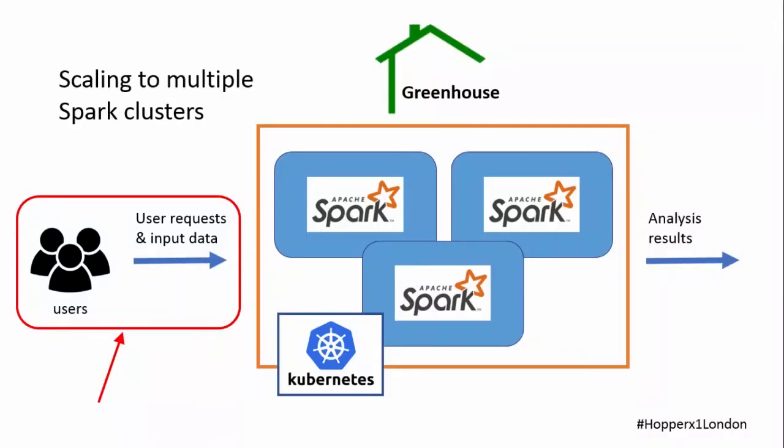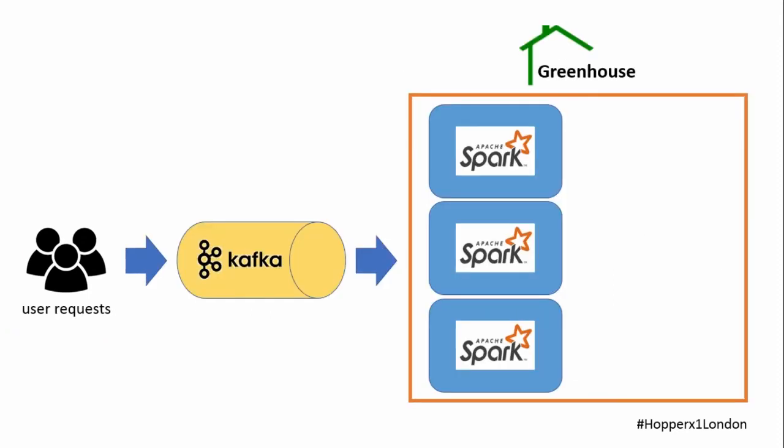So how do users send requests to be processed, especially if we have multiple Spark clusters that are up and running? Users submit requests asynchronously to Greenhouse by writing request messages to a Kafka queue. You might be wondering what Kafka is.